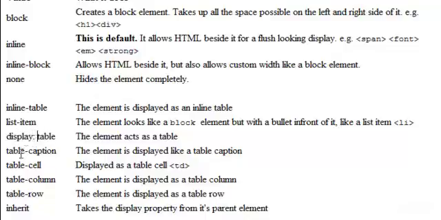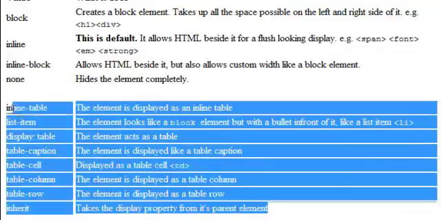Then we can have display table. The element acts as a table. Table caption acts as a table caption. Table cell. The element is displayed as a table cell, which is TD. Column, table row, and it can also inherit.